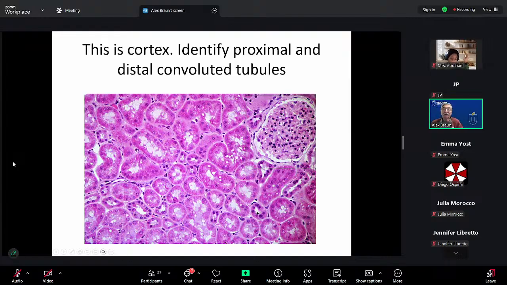So I only have two tubule choices here. I have proximal tubules and distal tubules. It's easy, I think, if you pay attention to the details I just mentioned, to distinguish between proximal tubules and distal tubules.